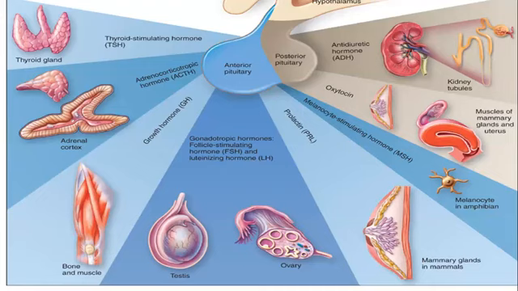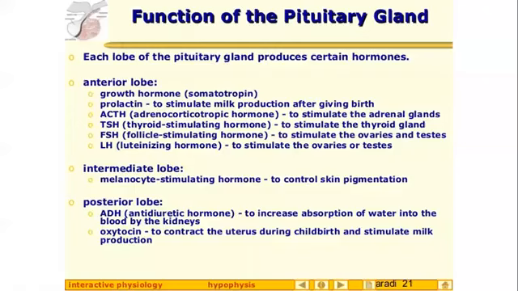The posterior pituitary secretes two important hormones: one is antidiuretic hormone or ADH, another one is oxytocin. The ADH hormone plays a major role on kidney tubules to enhance the reabsorption of water by the kidney. Oxytocin plays a major role on both the mammary gland as well as the uterus. It has an effect on the uterus for the contraction of uterine muscle at the time of delivery. Oxytocin also plays a major role on the mammary gland for the production of milk after the expulsion of the placenta. These are all the hormones secreted by the anterior lobe, intermediate lobe, and posterior lobe.